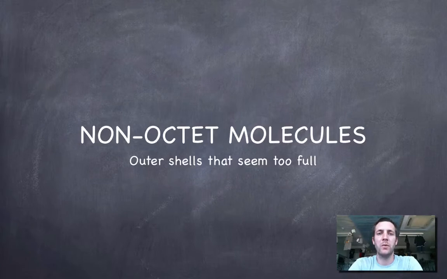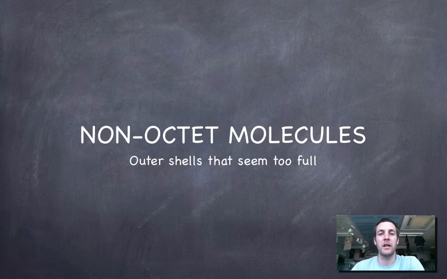Hello, and welcome to this film, which is all about non-octet molecules. It's another one of the high-level bonding films, and we've been looking up until now at how the shape of a molecule can affect its polarity and its intermolecular forces. But we've been focused just on molecules with 4 charge centers, so that is to say octet molecules.